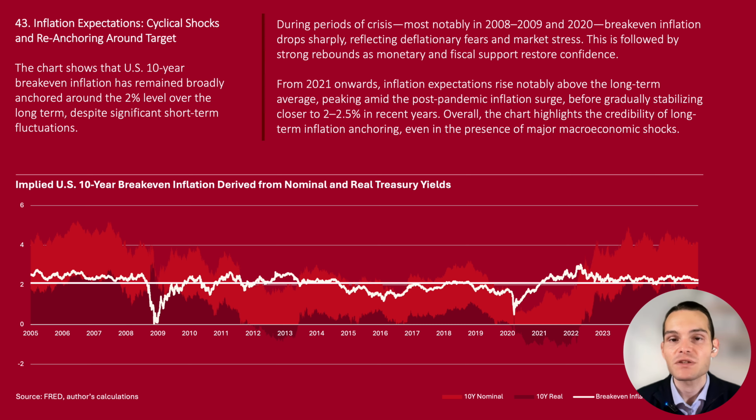This chart examines US 10-year break-even inflation and how inflation expectations reacted to major economic shocks over time. During periods such as the 2008 financial crisis and the 2020 pandemic shock, inflation expectations declined sharply as markets priced weaker economic activity and higher uncertainty. From 2021 onward, break-even inflation increased significantly due to rising inflation pressures and strong post-pandemic demand. Although inflation expectations fluctuated considerably across different periods, they remained relatively anchored over the long term around the 2% range.